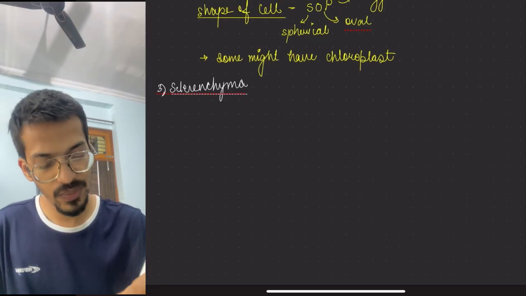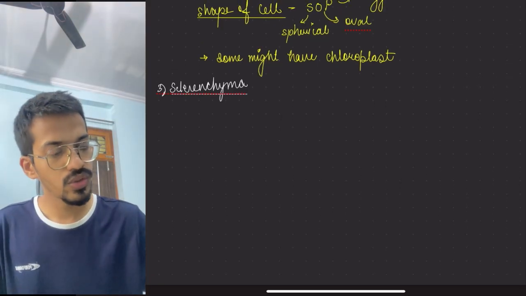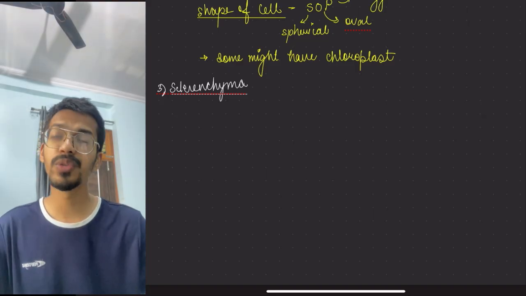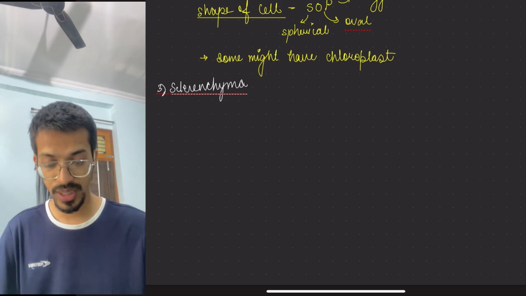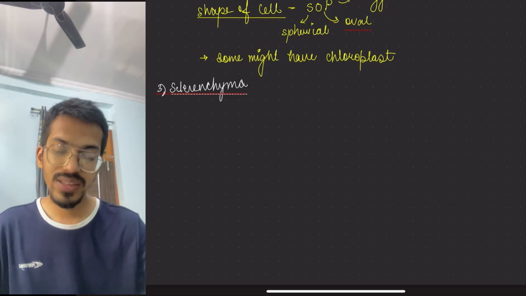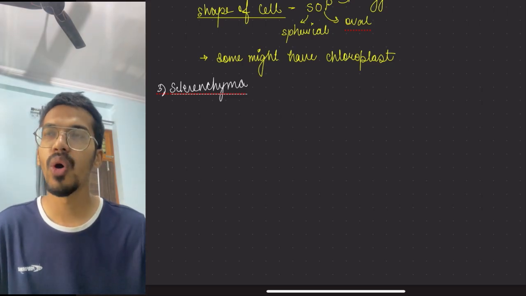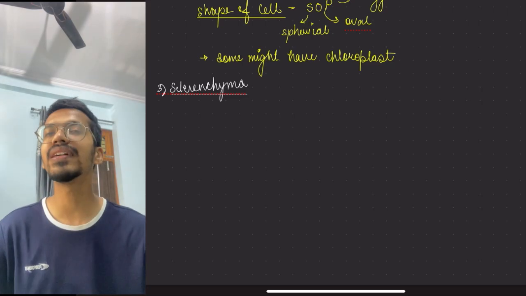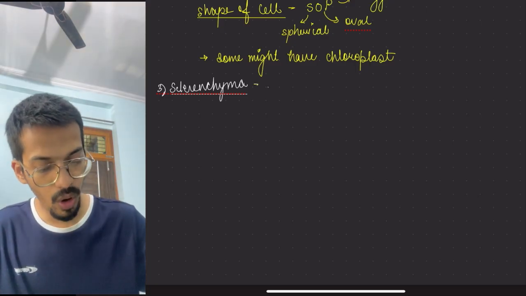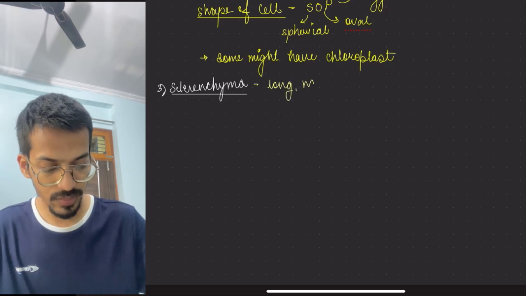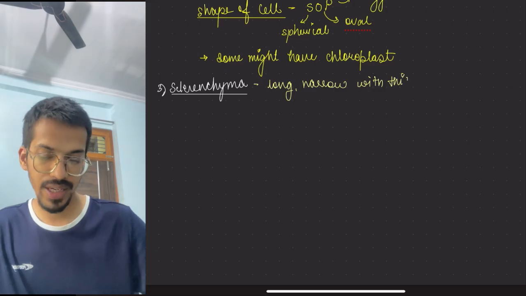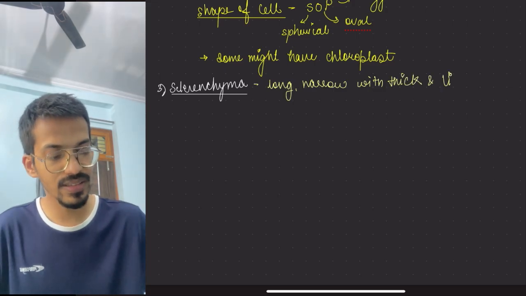Okay, so let's start with the sclerenchyma. In sclerenchyma we will remember where it would be present, that's the most important point. But first the types of it, then we will do that. Now the sclerenchyma is considered a long, thin, cylindrical, thickened cell wall structure. So they are considered as long, narrow, thick and lignified cells.